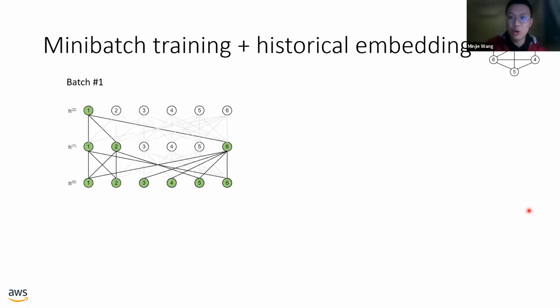There is another line of work that tries to mitigate the problem by using historical embeddings. Here is how it works. For batch 1, we still do what we described in the mini batch process. We pick node 1 as the first batch, find the dependencies, recursively find the entire computation graph and do the evaluation. At this moment, because we used node 1 as the first batch, we record the embedding of node 1 and save it in memory.